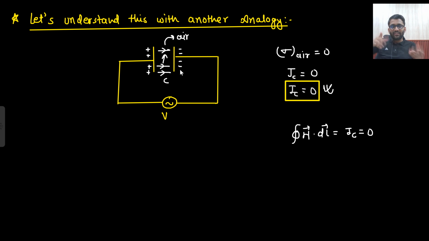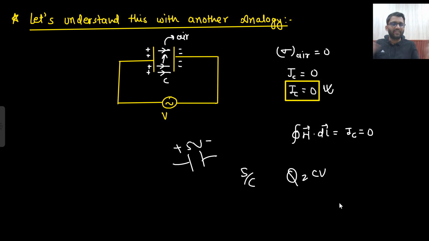Time varying potential means time varying charge. If I am saying that my capacitor is charged to 5 volt, so what is the charge on that? Q equals CV. Very basic network analysis, I am asking. Q equals CV, you know.